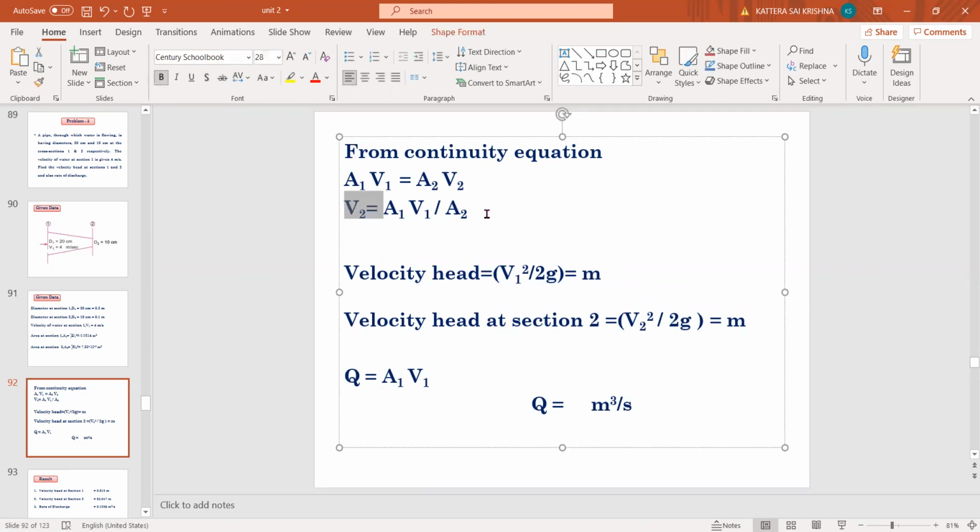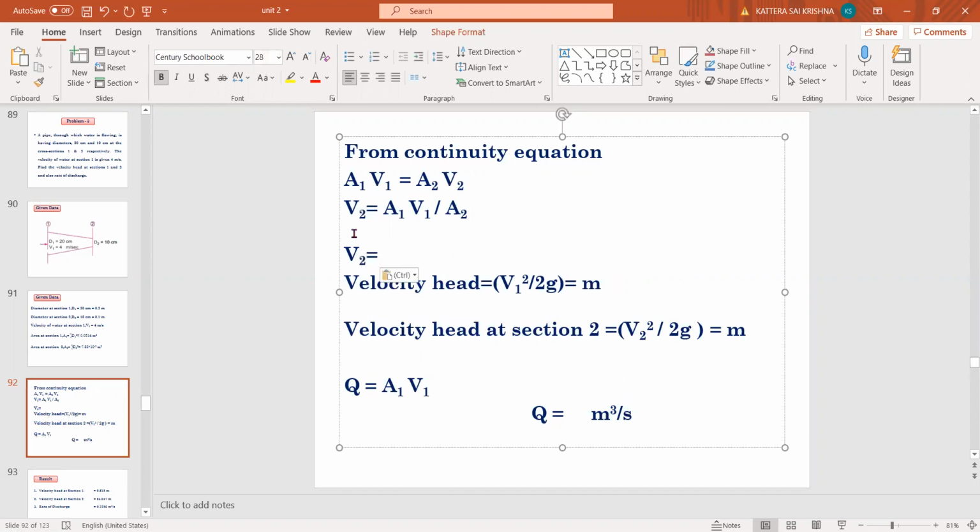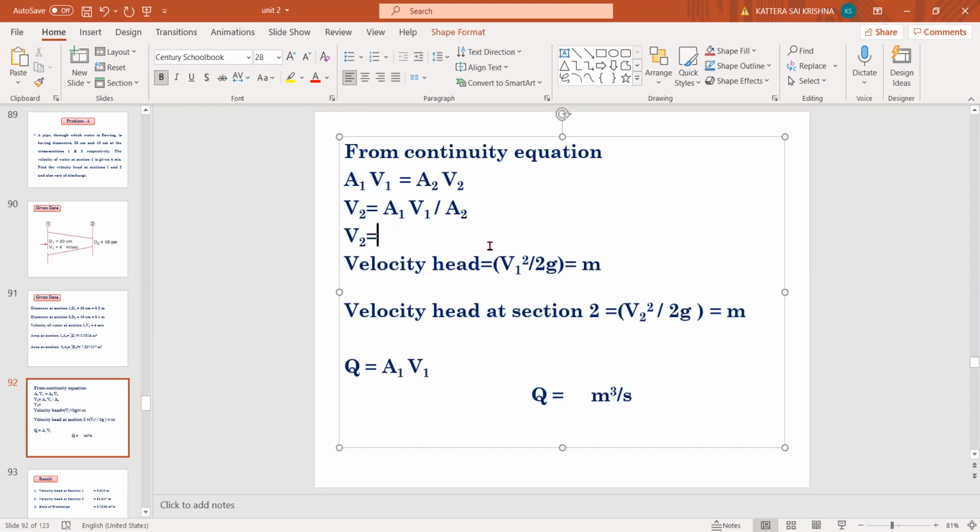Okay, use that and just tell me the answer. What is that? 16, sir. V2 is equal to 16 meters per second. Yes, anybody with a different answer? You can inform me if it is a different answer. Okay, so we got V2 also now, that is 16 meters per second.